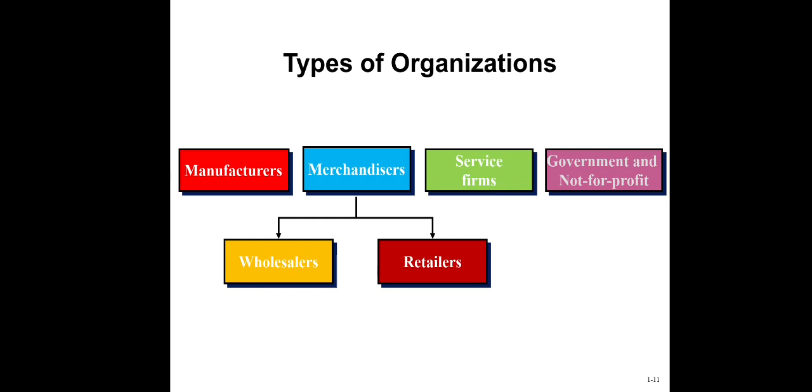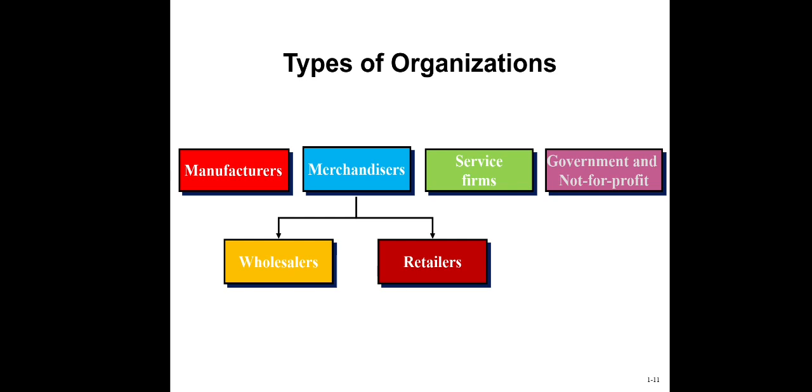So you have to be aware that out there are manufacturing businesses, merchandising businesses, service businesses, and also government and not-for-profit organizations. So if you are a management accountant working in a manufacturing business, your responsibility and tasks are different compared to a management accountant working in a merchandising business or service business or working in government and not-for-profit organizations. So you have to be aware of that.